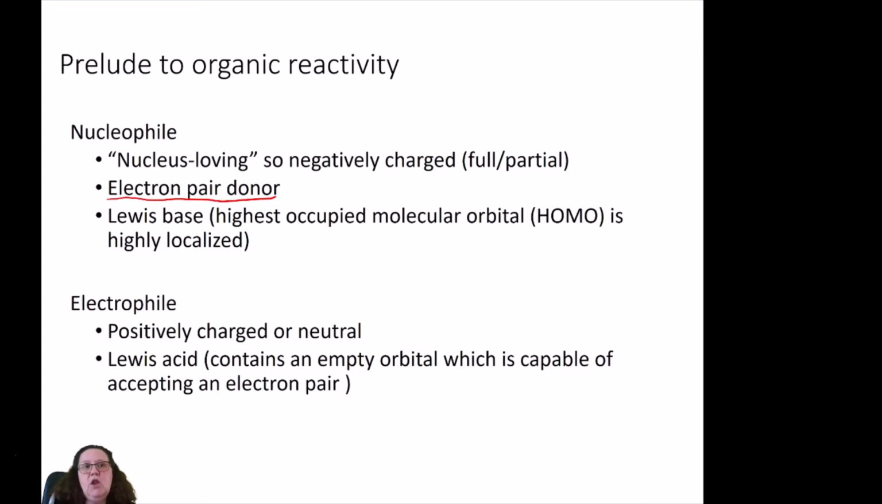Electrophile, it loves electrons. It's a neutral substance, or it can be positively charged, and it acts as a Lewis acid. So it has empty orbitals, which are low enough in energy, that are able of accepting electron pairs. So the nucleophile donates electrons, the electrophile accepts the electrons.